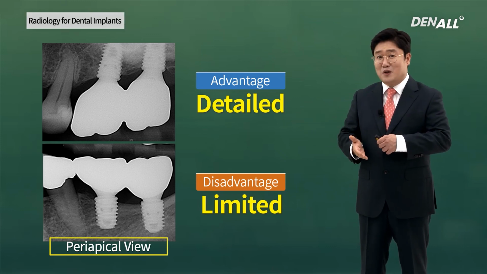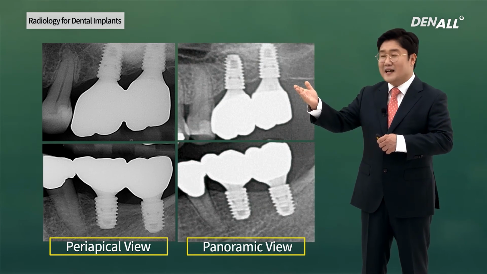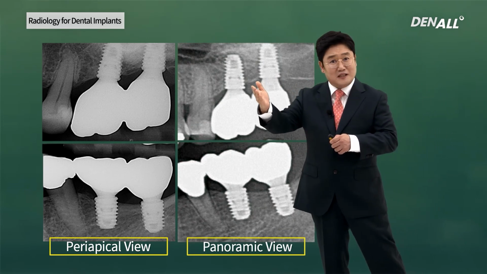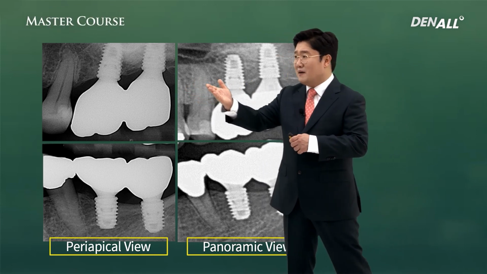Why does it give detailed information? Let's compare it to panorama view. You can see clearly the difference between them, periapical, panorama. Compare them.